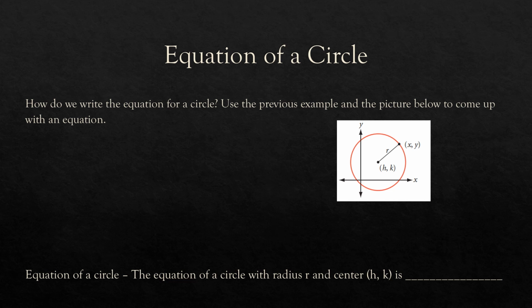So how do we write the equation for a circle? Let's think about our previous example and the picture below to come up with an equation for any circle. So before, our radius was 6, and that was our distance that we used. So that's our answer. Let's use our r as our radius or our answer. And then we started with x minus 2 in the center, but now we're going to use h. So x minus h squared, and then y minus k is in the center, squared.